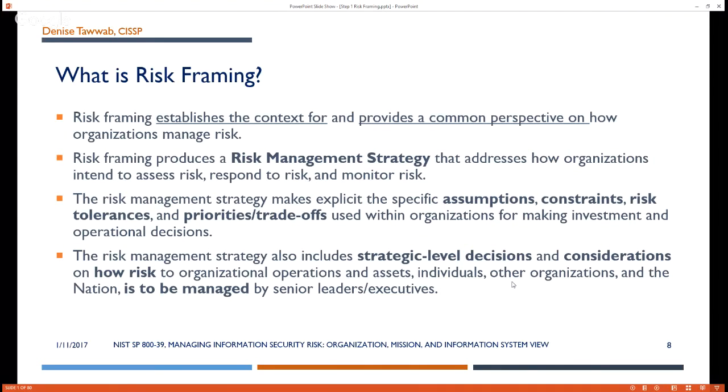The risk management strategy is going to make explicit the specific assumptions, constraints, risk tolerances, and priorities and trade-offs that are used within your business for making your investment and operational decisions. The risk management strategy will also include strategic level decisions and considerations on how risk to your organizational operations, assets, individuals, other organizations, and the nation is to be managed by senior management. So that's what happens when you're framing risk.